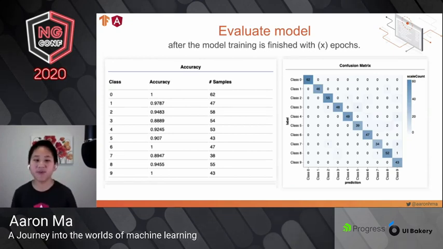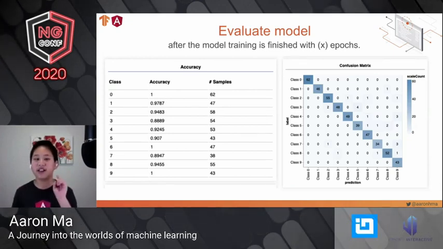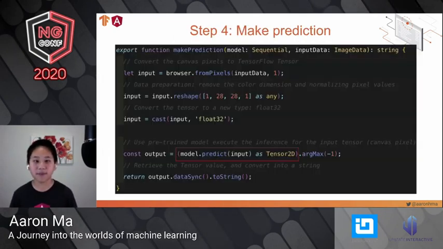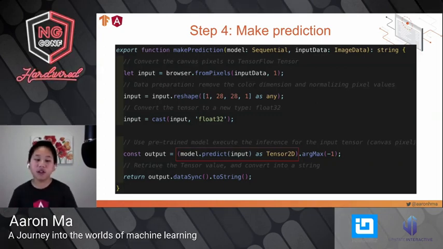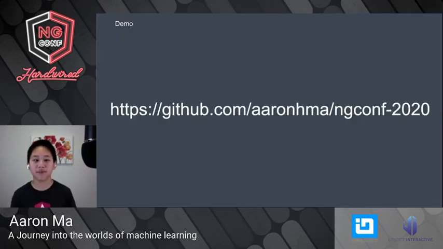Here's a challenge for you. Try and play around with my model and also the number of epochs trained to get a better validation score than what I got. So now we need to make our predictions. So whenever the user writes something in the canvas, we'll call the pre-trained model and execute the inference for the input tensor, and then convert that to a string and show it to the user back in the UI.